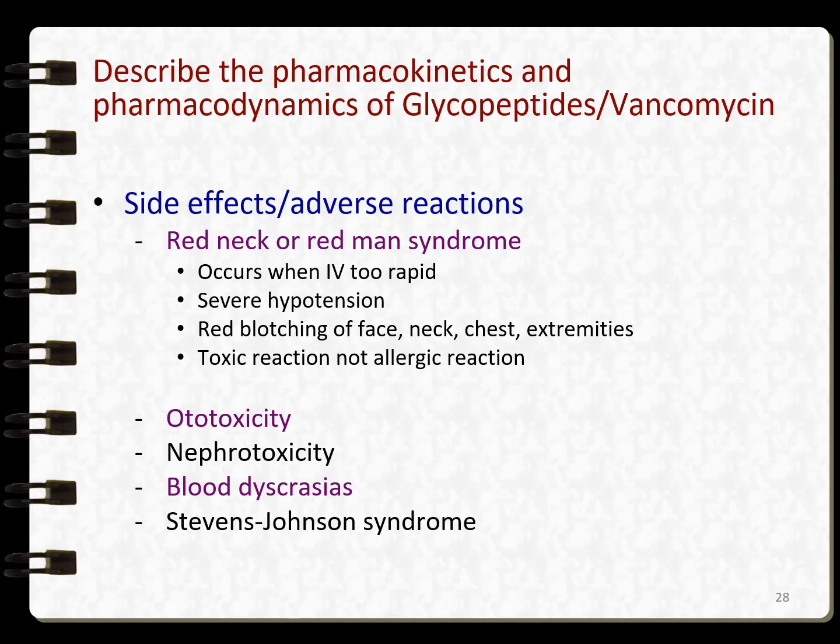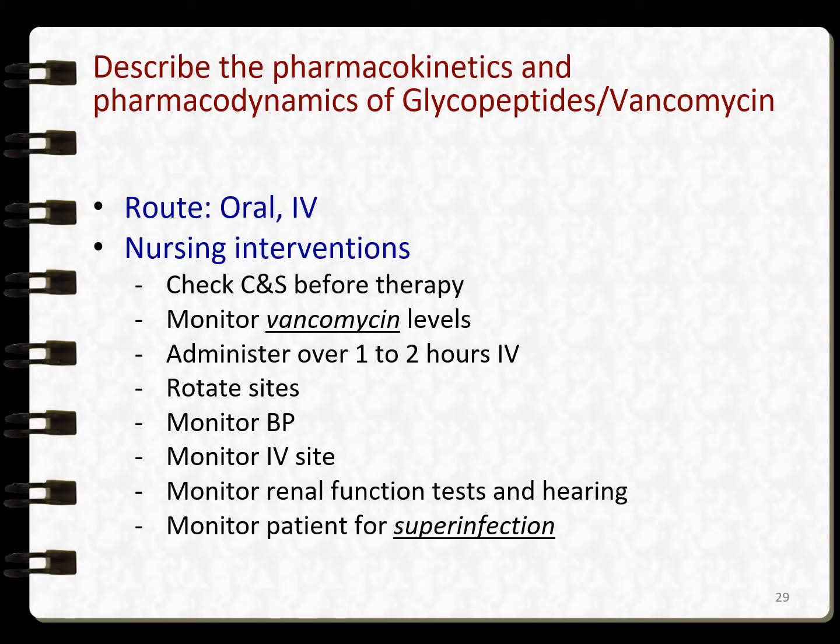One thing with this medication is we need to be on alert for red neck or red man syndrome. It occurs when IV is given too rapidly. They get severe hypotension, red blotching of the face, neck, chest, extremities. It's a toxic reaction and not an allergic reaction. They also are at risk for ototoxicity with this medication, nephrotoxicity, blood dyscrasia, and Stevens-Johnson syndrome. Route is going to be either oral or IV.